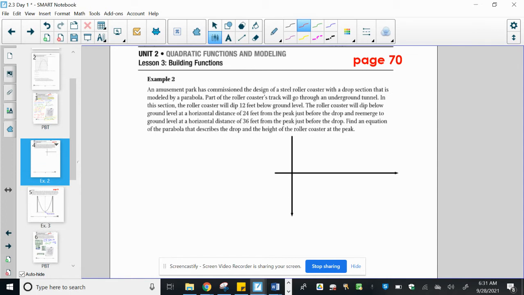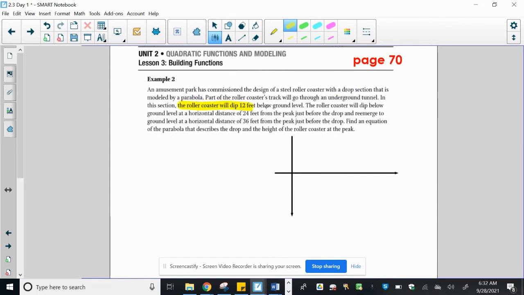Okay. So let's process through this again. Let's highlight the key parts of this. It's going through an underground tunnel. In this section, the roller coaster will dip 12 feet below ground level. So that's important. Then the roller coaster will dip below ground level at a horizontal distance 24 feet from the peak just before the drop, and reemerge to ground level at a horizontal distance 36 from the peak before the drop.